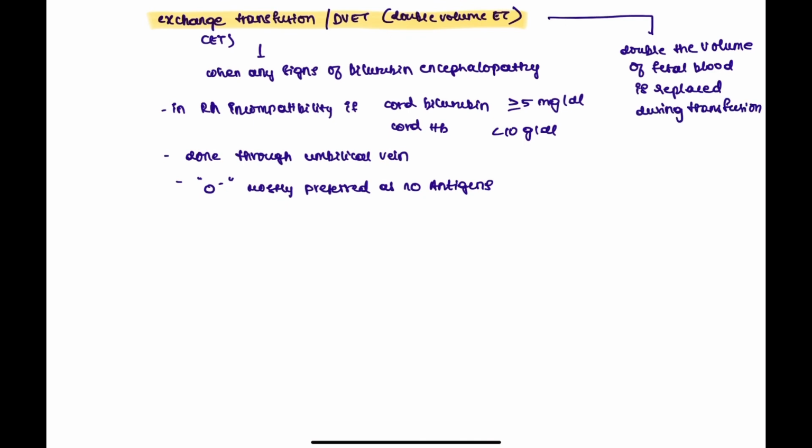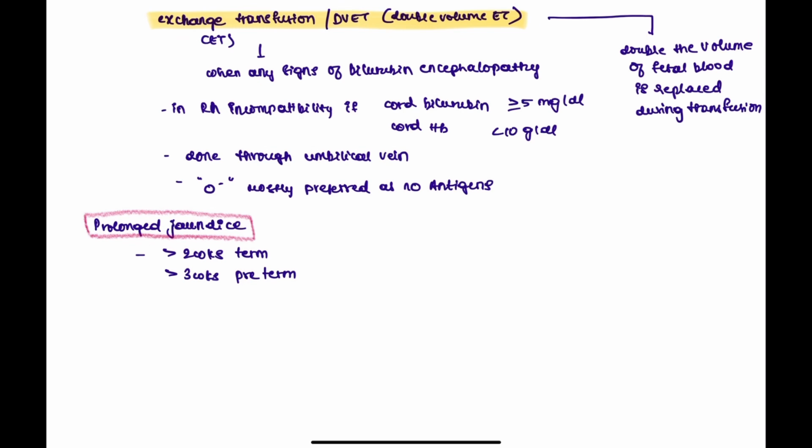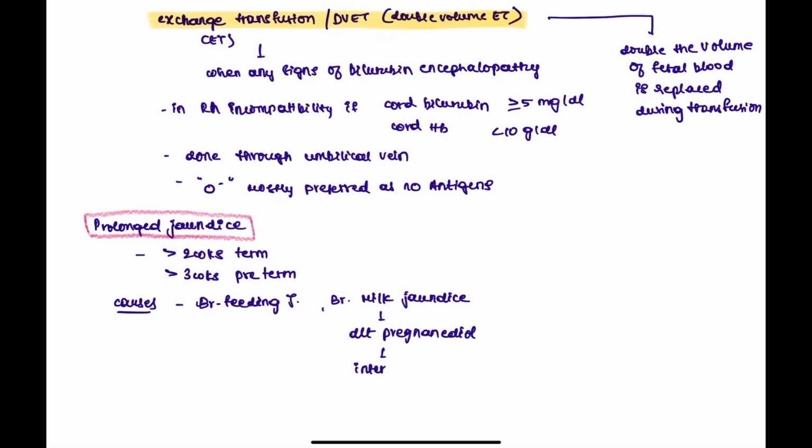Okay, so finally a short note on prolonged jaundice. Prolonged jaundice is defined as any persistent jaundice lasting greater than 2 weeks in a term baby, and greater than 3 weeks in a preterm baby. The most common causes include breastfeeding jaundice and breast milk jaundice. In breast milk jaundice, the breast milk contains pregnanediol, which interferes with conjugation of bilirubin, thereby increasing the unconjugated bilirubin levels and causing jaundice.